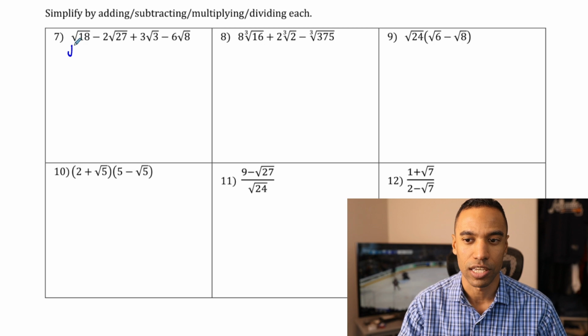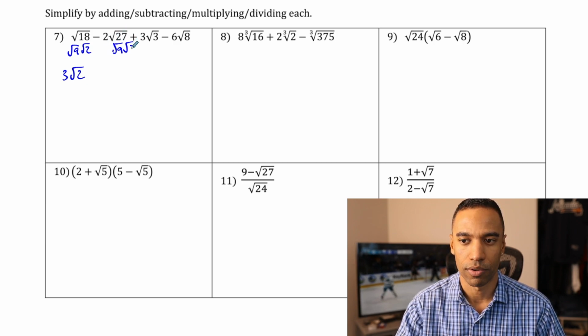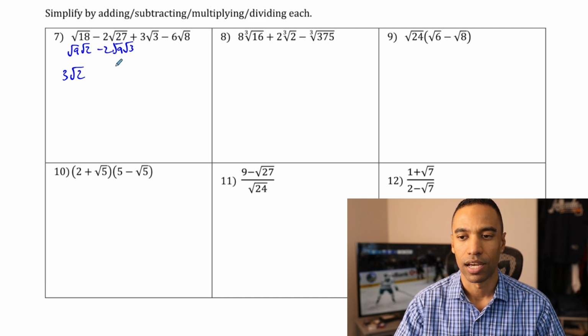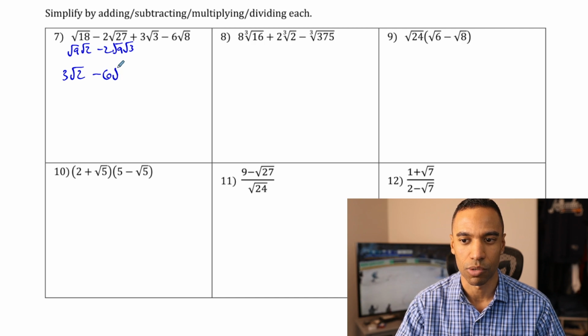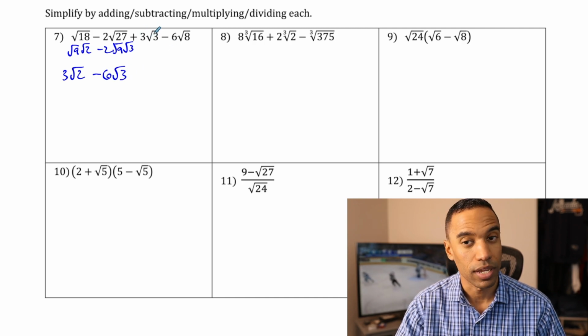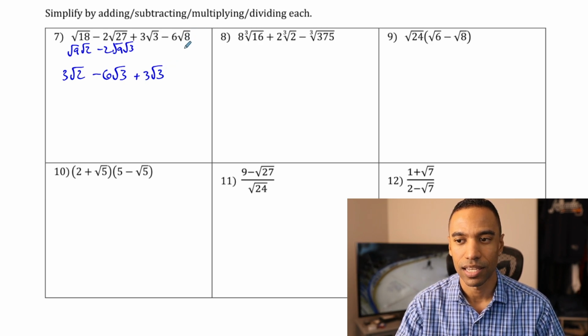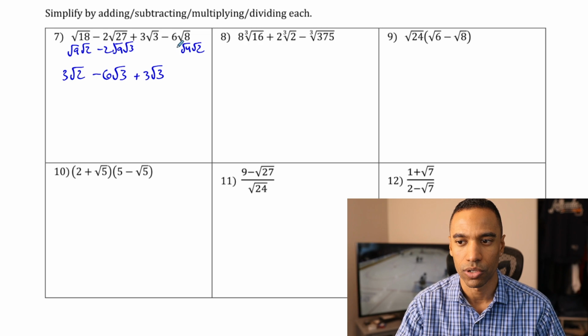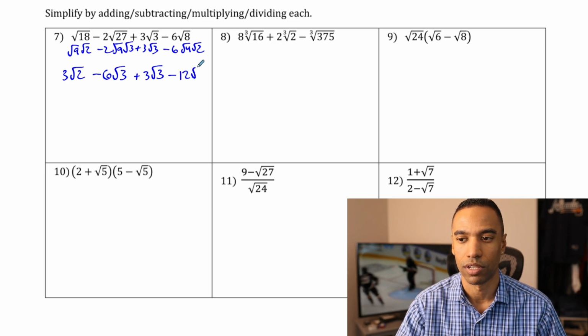Square root of 18 is root 9 times root 2. Square root of 9 is 3. We got 3 root 2 right there. Square root of 27 is square root of 9 times square root of 3, and that's times that 2. Square root of 9 is 3, and 2 times 3 is 6, so minus 6 root 3 right there. Square root of 3 can't be broken down anymore, so that's going to be a 3 root 3. And square root of 8 is square root of 4 times square root of 2, and that breaks down into 2 times 6, which is negative 12 root 2.